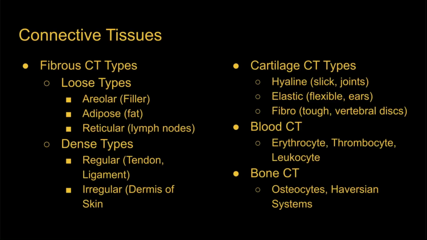So once again, here's your tissue review. We have fibrous tissues broken down into loose and dense. We have cartilage, which are hyaline, elastic, and fibrocartilage. We have blood connective tissue and bone connective tissue.